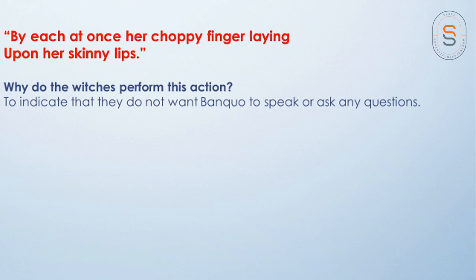And then Banquo describing the witches, where he says, "by each at once her choppy finger laying upon her skinny lips." Why do the witches perform this action? It's to indicate that they do not want Banquo to speak or ask any questions. Remember, they didn't come there to speak to Banquo. They came there to speak to Macbeth. So they wanted him to be quiet. Banquo had to be quiet. The moment Macbeth addressed them, they reacted.